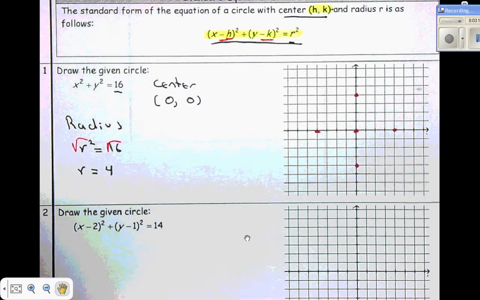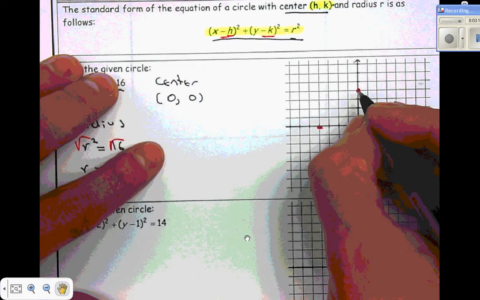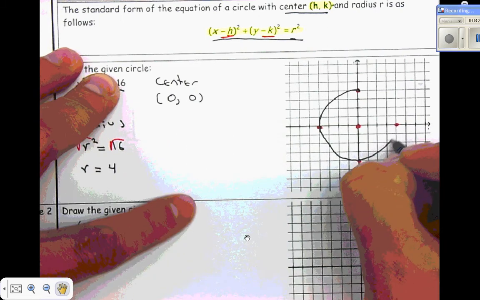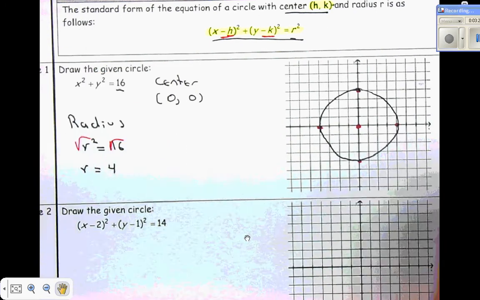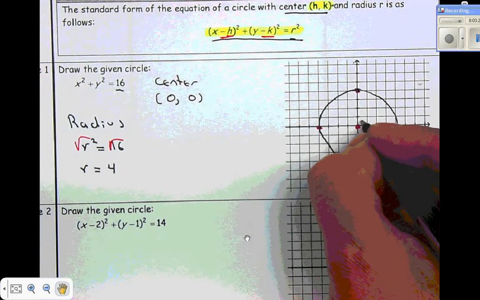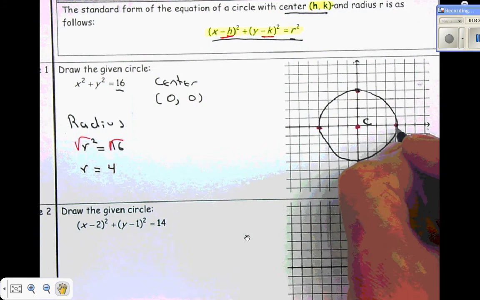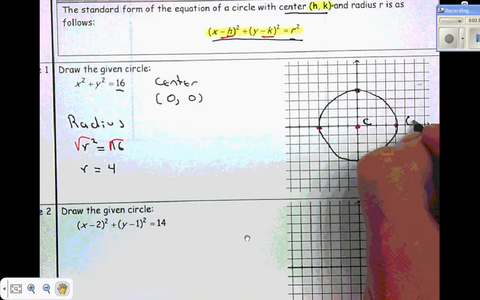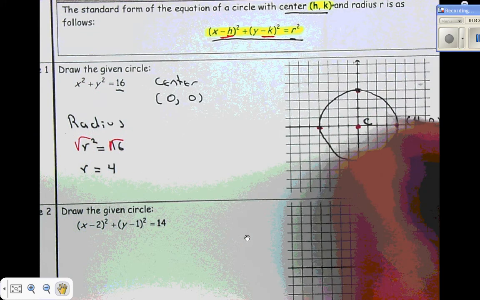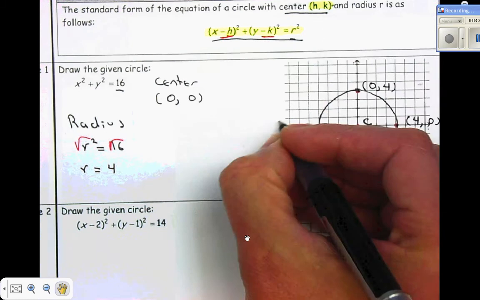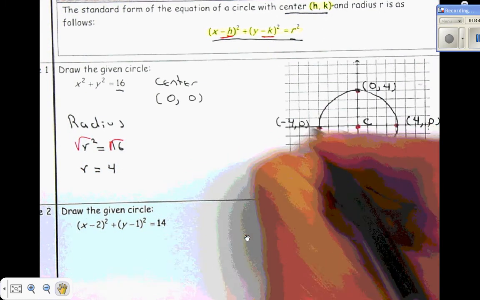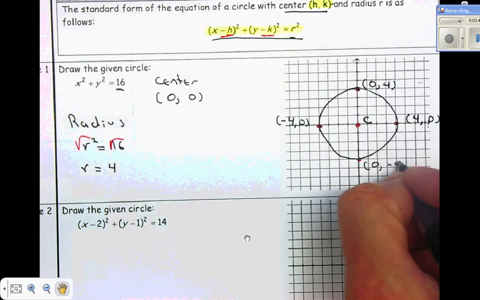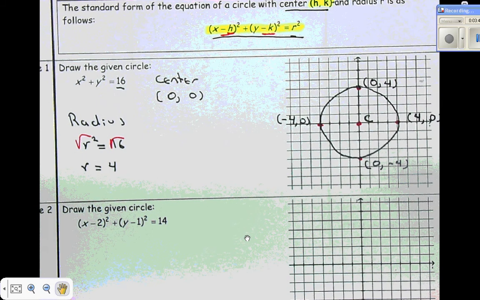And we connect all of those points. You don't have to do it perfectly. And that will give us the circle. It's very important for you to be able to label. This is your center. And if you can also label your points, this is 4, 0. This is 0, 4. This is negative 4, 0. And your last point will be 0, negative 4. And that's all we have for this example.